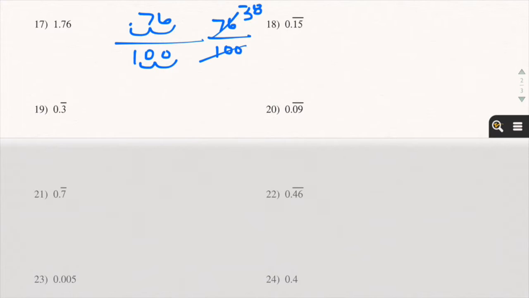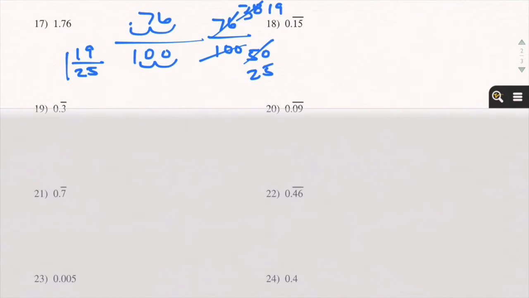2 goes into 150 times. We can reduce that even more. 2 goes into 38 19 times. 2 goes into 50 25 times, and that's it. So we have 1 and 19/25.